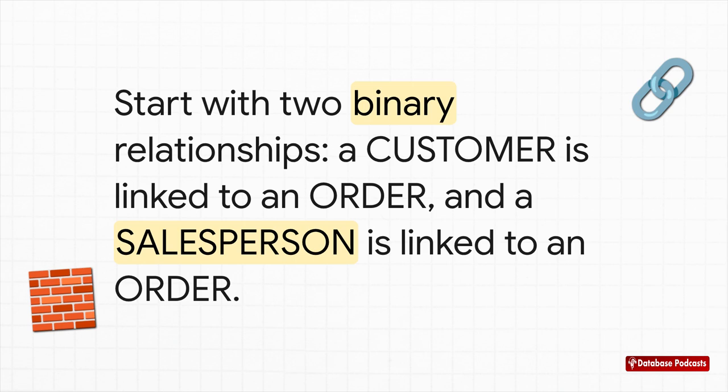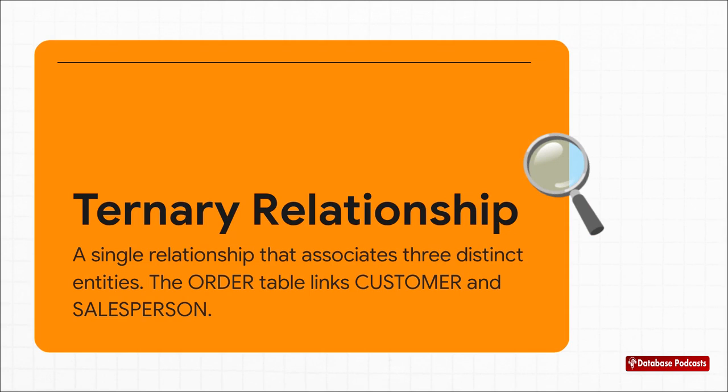But what's the thing that actually connects the customer and the salesperson together? You guessed it, it's the order itself. The order record becomes what we call an intersection table. It's not just a record of the order, it's a record of the specific moment in time where that particular customer and that particular salesperson came together for a transaction. And just like that, you've created a three-way, or as we call it, a ternary relationship.